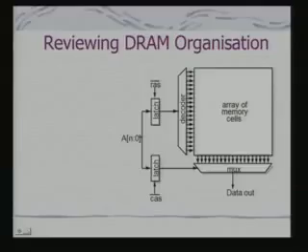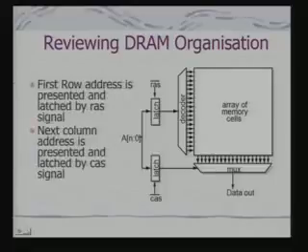So let us look at the DRAM and the question of interfacing DRAM with ARM. We are just recapping the DRAM organization. You have first the row address. The row address is presented and latched by the RAS signal. Next the column address is presented and latched by the CAS signal. This is what we have already seen. Now how to do that with ARM? Does it have any special signal to facilitate DRAM access?